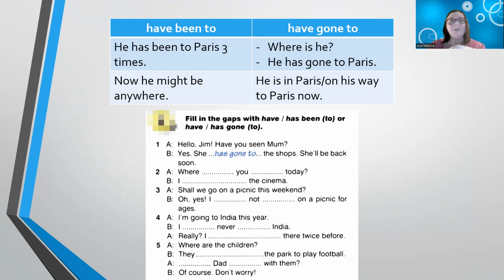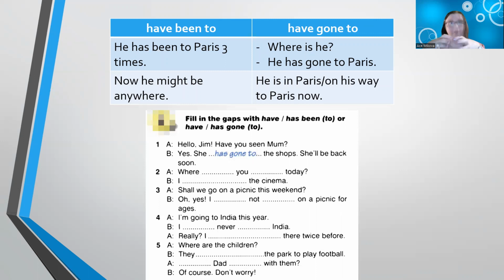So that's why we cannot say "he has gone to Paris" 3 times. Like in Russian we say он ездил в Париж трижды. Because "has gone to", он уехал в Париж. He cannot do it 3 times. So remember the difference. Has gone to or have gone to, уехал, ушел.